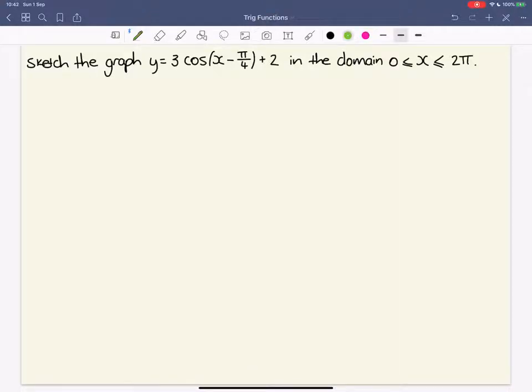All right, let's take a look at graphing this particular function here. We've got: sketch the graph of y equals 3 cos of (x minus pi on 4) plus 2, within the domain of 0 to 2 pi. Just a very quick recap: a cos curve.